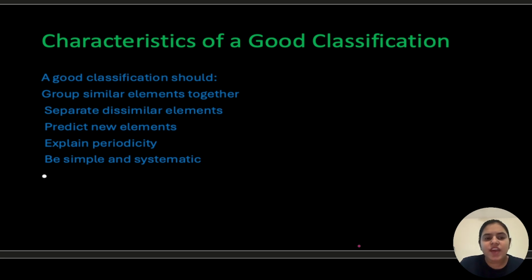Why do we classify elements at all? Imagine your school library. If all the books were mixed together without any order, would it be easy to find one book? No, right? Similarly, chemists also needed a proper system to arrange elements. A good classification should have these characteristics. So first, it should group similar elements together.